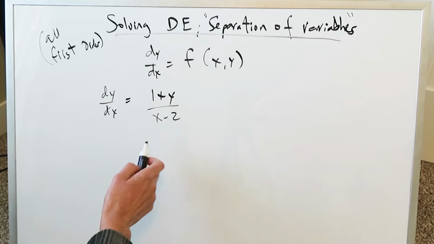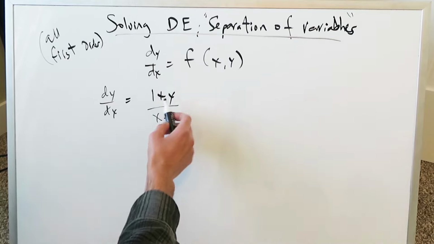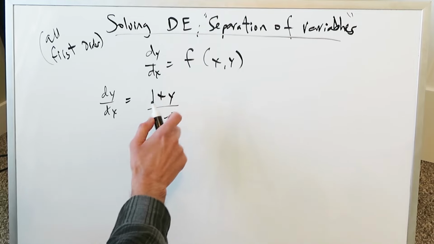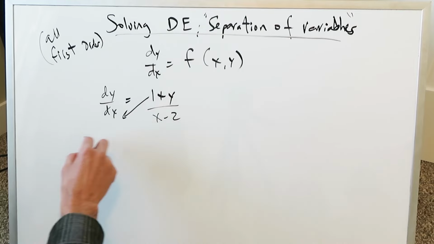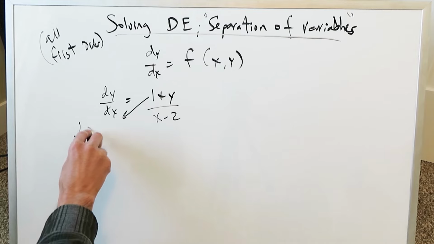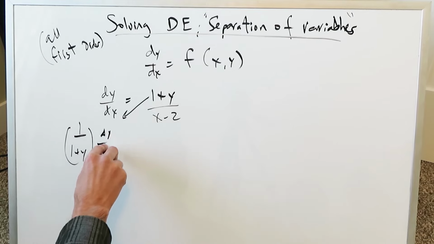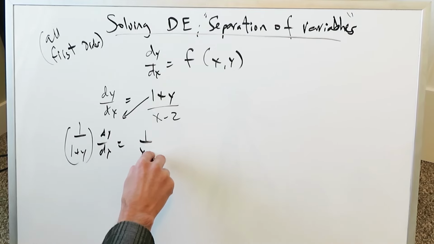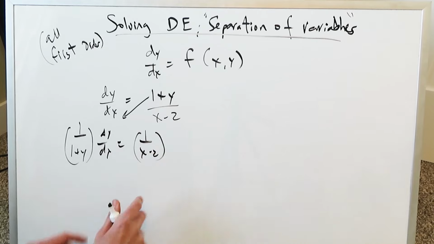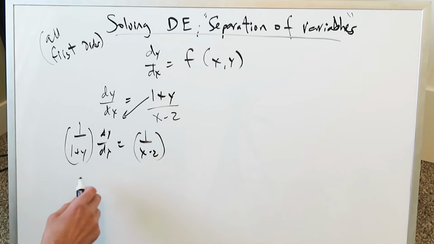You have to separate the variables. You have something which looks like this in terms of x and y, but you separate them. How about you cross multiply this down? You'll have 1 over 1 plus y, and then you have this dy over dx is equal to 1 over x minus 2. From this step here, just do the integration of both of these separately.